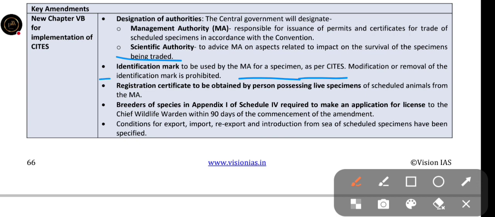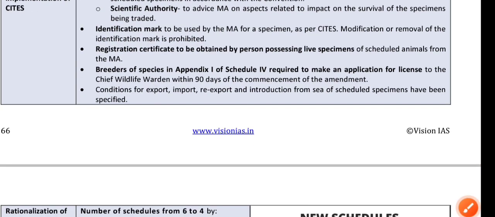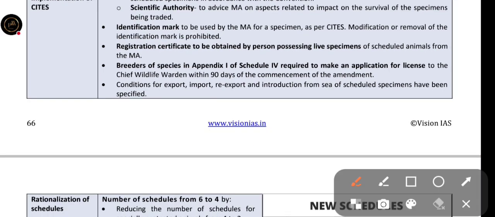Modification or removal of the identification mark is prohibited because under this convention very stringent laws are made under this authority. And breeders of species in Appendix 1 of Schedule 4 are required to make an application for a license to the chief wildlife warden within 90 days of the commencement of the amendment, and conditions for export, import, re-export and introduction from sea of scheduled specimens have been specified.